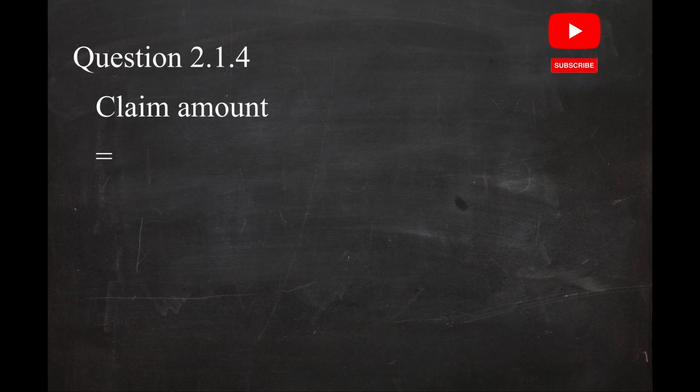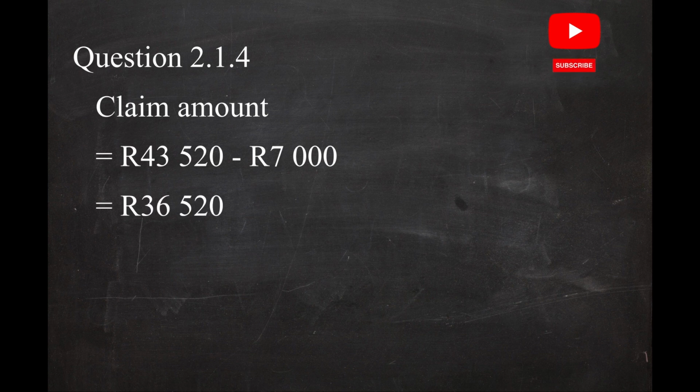Therefore, the amount the insurance company will pay the panel beaters is the difference between the total cost of the claim of R43,520 minus the excess which must be paid by Bomvana of R7,000, and this equals an amount of R36,520.